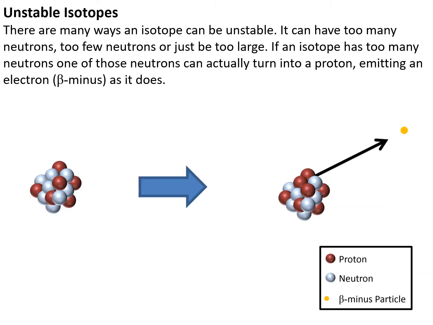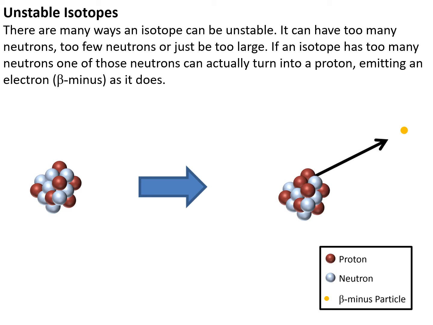So let's take a look at unstable isotopes. There are many ways an isotope can be unstable. It can have too many neutrons, too few neutrons, or be just too large. If an isotope has too many neutrons, one of the neutrons can in fact turn into a proton. When it does this, it emits an electron. We call this a beta minus particle.